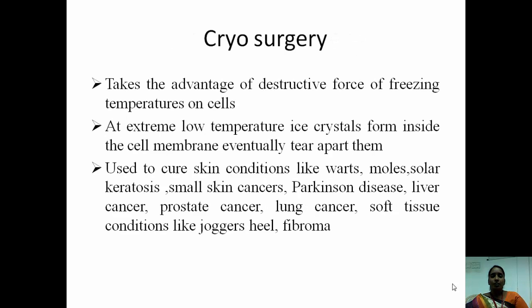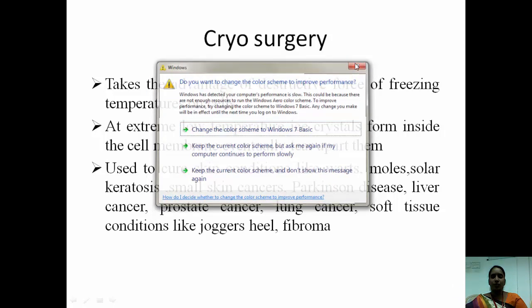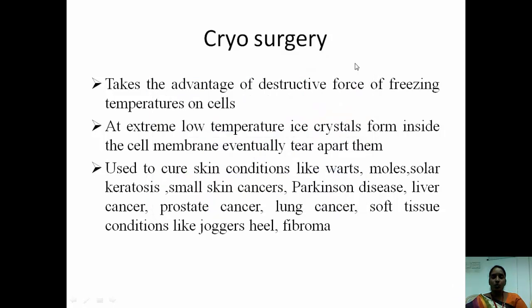Cryosurgery. Here the surgical process uses cryogenic temperatures. At extreme low temperatures, ice crystals form inside the cell membrane, which eventually tear the cell membranes apart, and thereby destruction of cells occurs. This is used to cure skin conditions like warts, moles, solar sclerosis, small skin cancers, Parkinson's disease, liver cancer, etc.